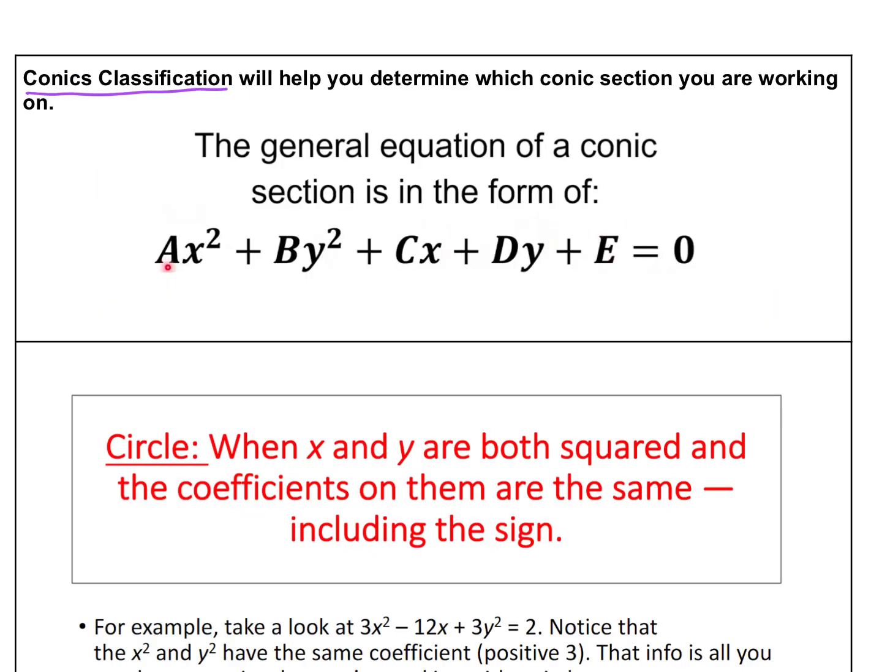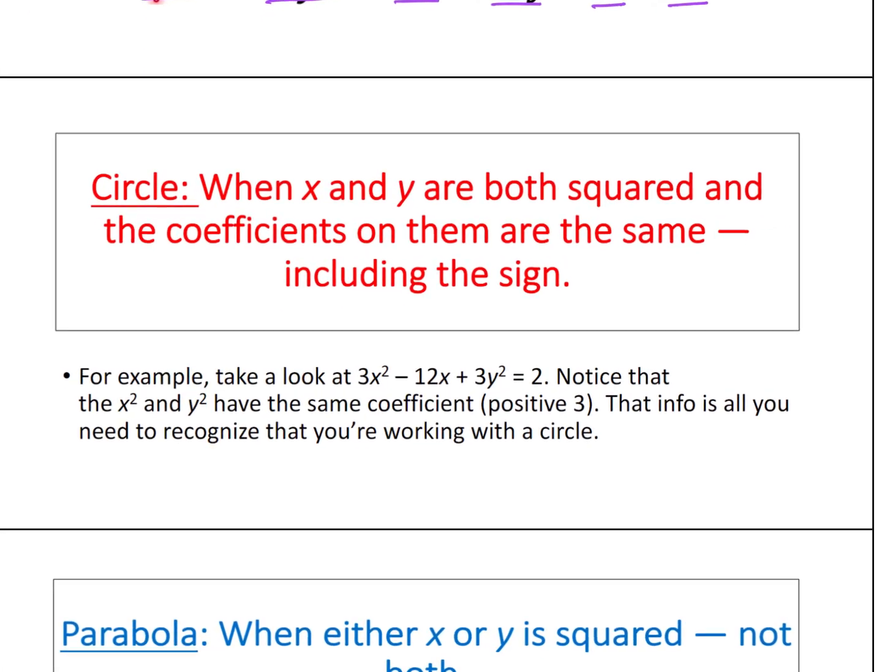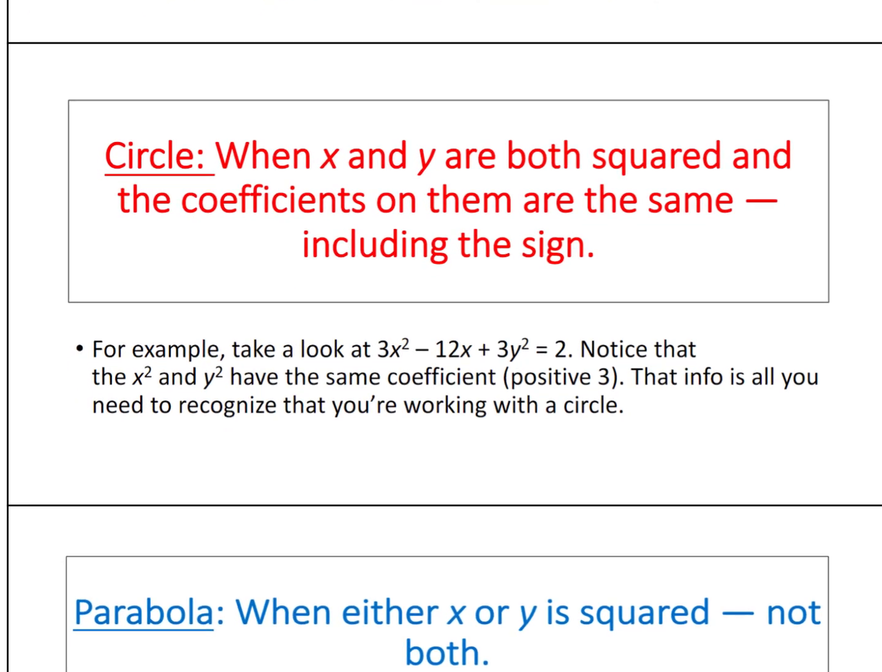Conics classification will help you determine which conic section you are working on. The general equation of a conic section is in the form of ax squared plus by squared plus cx plus dy plus e is equal to 0. So here are the key points that I would like you to remember. When looking at a circle, you know that you are dealing with a circle when x and y are both squared and the coefficients on them are the same, including the sign.